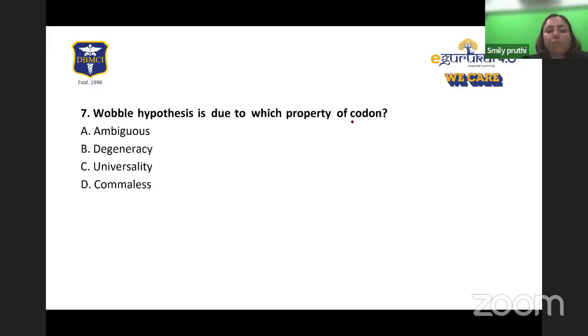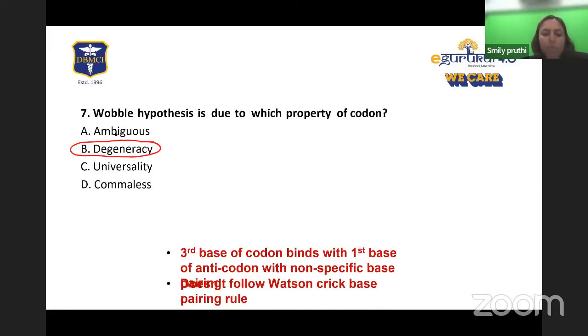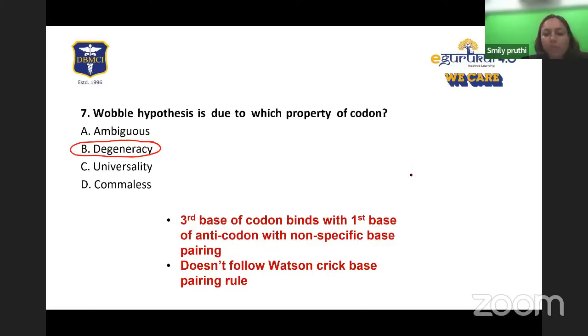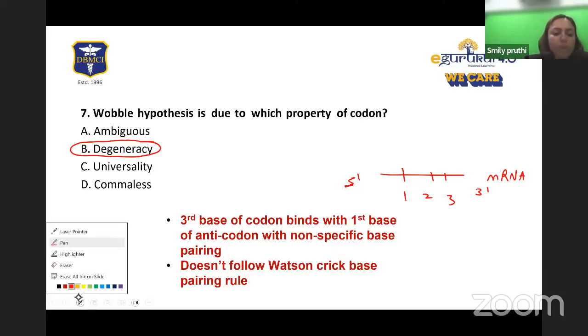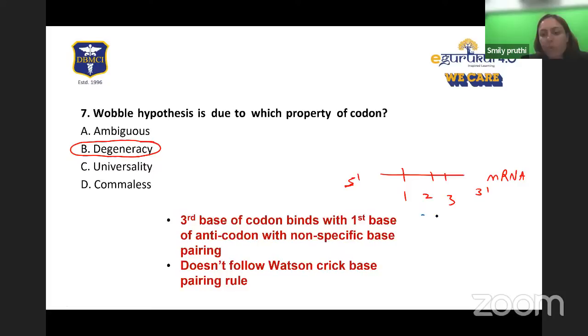Wobble hypothesis is due to which property of codon? Wobble hypothesis is due to degeneracy of codons. The third base of codon, so suppose this is mRNA, 1, 2, and 3. This is the 5' end of mRNA, this is the 3' end of mRNA. So this is the third base of the codon. Codon is present on mRNA. And this is tRNA, so tRNA will be 5' here and 3' here. This will be first, second, and third, right?